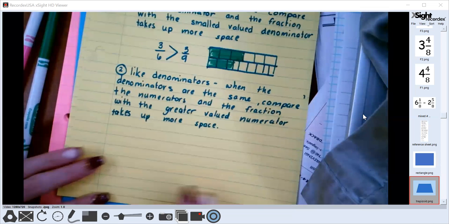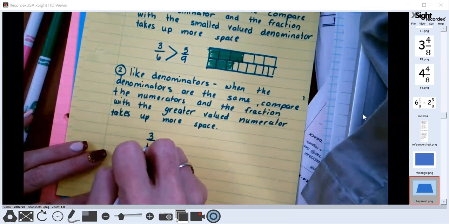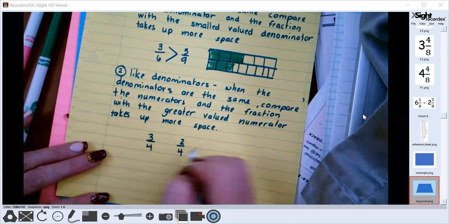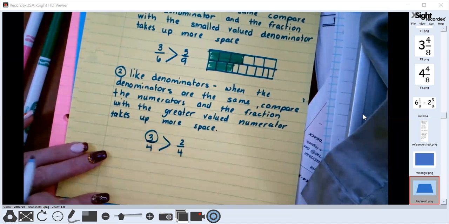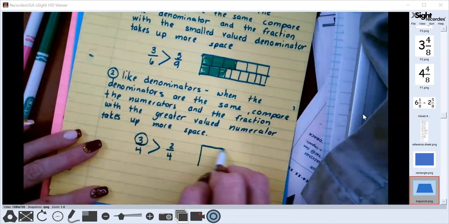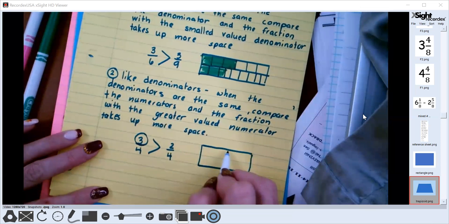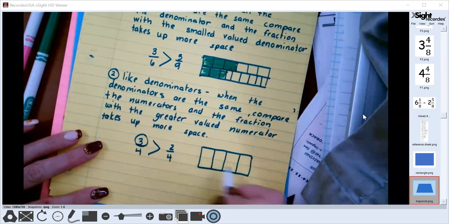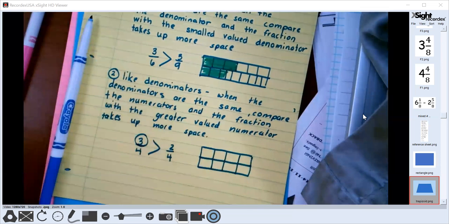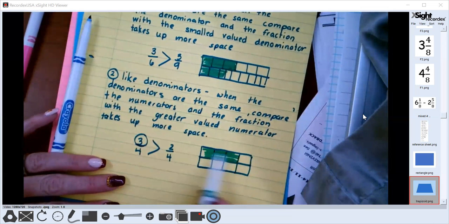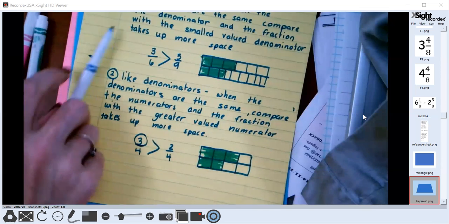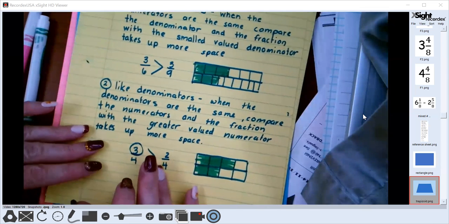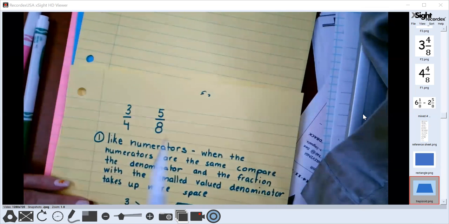All right, so an example of that would be 3/4 compared to 2/4. We would look at the numerators. The 3 is bigger, so 3/4 is greater than 2/4. And we can see that here. Three-fourths, 2/4. So you can definitely see that 3/4 takes up more space. So now we're going to talk about, so those are our two rules. We're going to talk about this problem up here, 3/4 and 5/8.